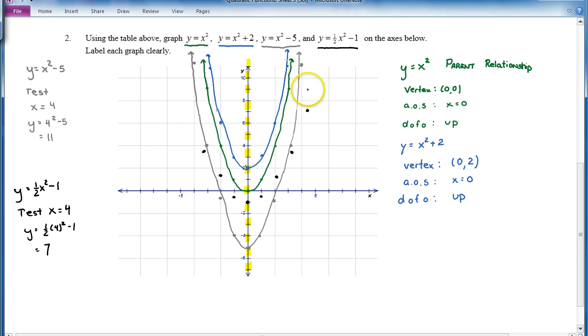And now let's test 5 as well. So we're going to get 1 over 2 times 5 squared minus 1. So that's 25 over 2, which is 12.5, minus 1 is 11.5. So it's just off the graph. So that means, again, I can use a symmetrical argument and come to the center over, that should be on there actually. There's that one. And the last one's going to be at 5. It's going to be just above.